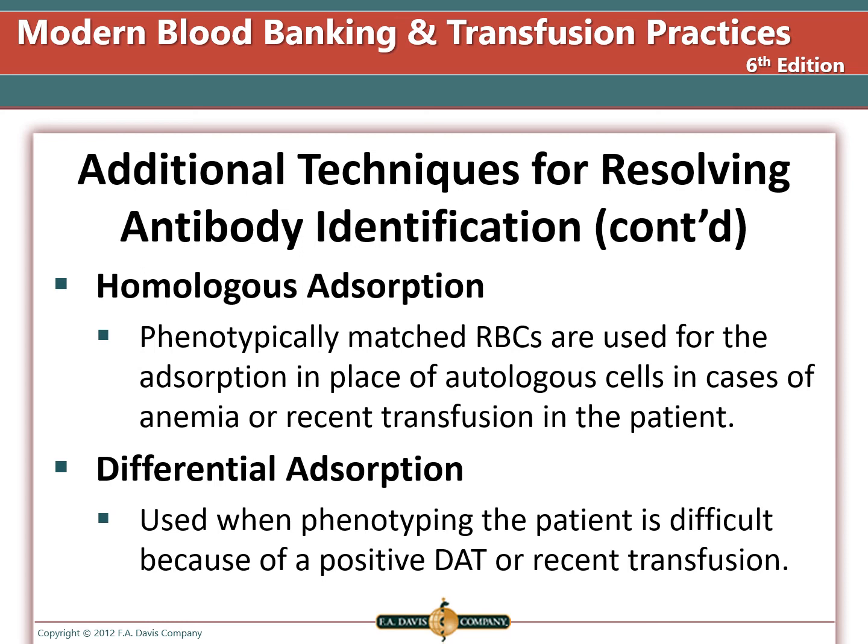A differential absorption is when you use different cells to pull one antibody out so you can see the other ones. Say we have an anti-little e and an anti-Duffy A, we could absorb out the anti-little e with cells that are little e positive and Duffy A negative, and absorb out the anti-Duffy A by using little e negative and Duffy A positive cells. Then you could test both of these absorbed plasmas to identify the antibodies separately.